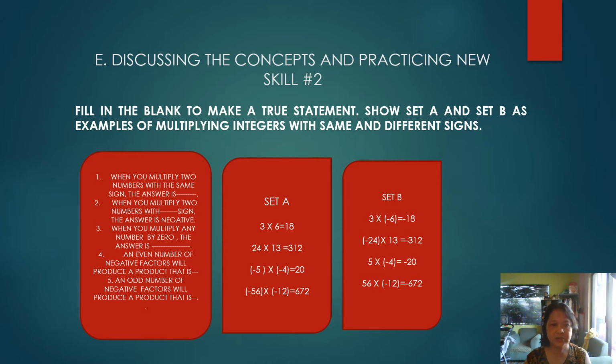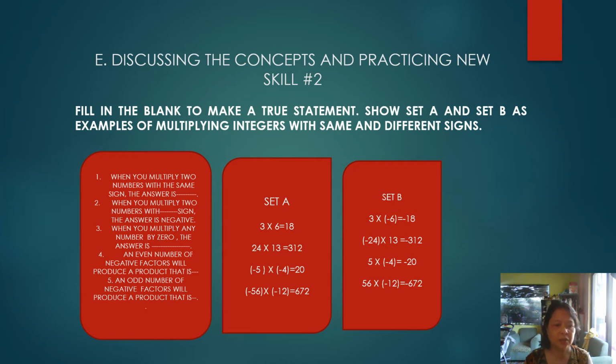So letter E, discussing the concepts and practicing new skill number 2. So we have here examples and numbers. We are going to fill in the blank to make a true statement. You are going to show set A and set B as examples of multiplying integers with the same and different signs. Okay, here's the rule.